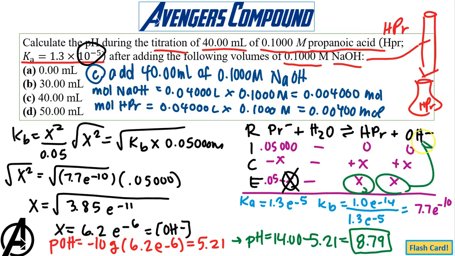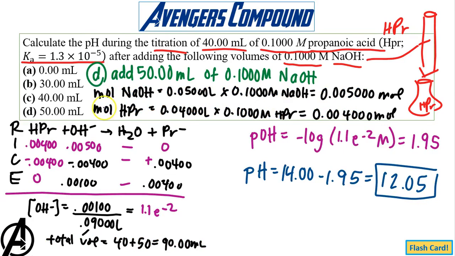If I solve for x, then I automatically have solved for my OH minus concentration. To get the pOH, I'm going to take the negative log of that concentration, which is the negative log of 6.2 times 10 to the negative 6. And what do I get? 5.21. Now that I know my pOH, I can solve for pH, which is going to equal 14.00 minus 5.21. Therefore, my pH is equal to 8.79. Let's go ahead and go to part D.